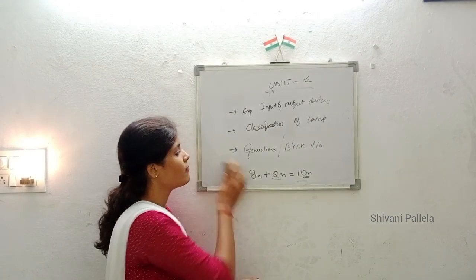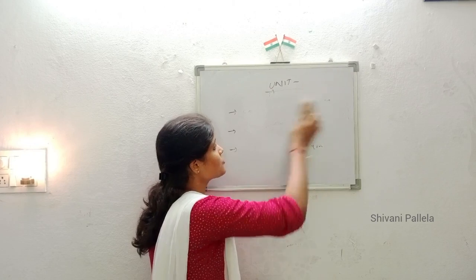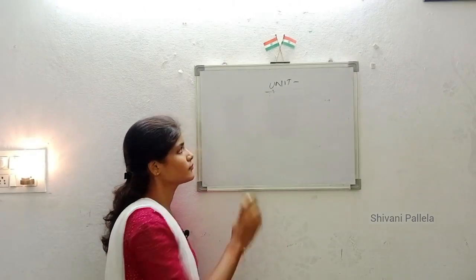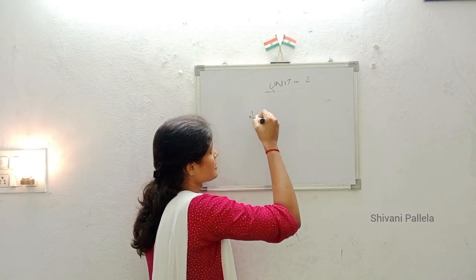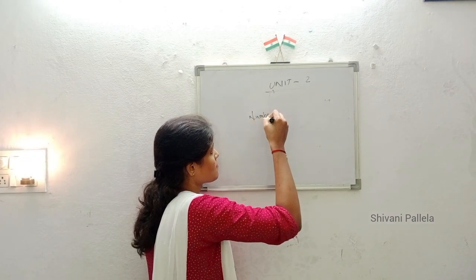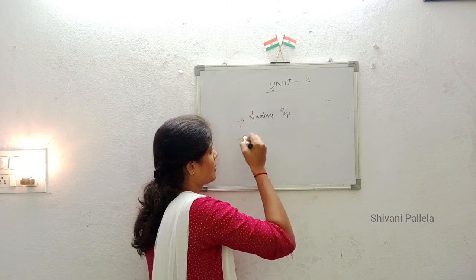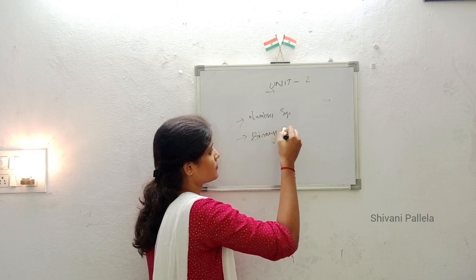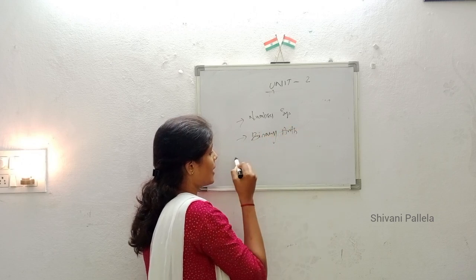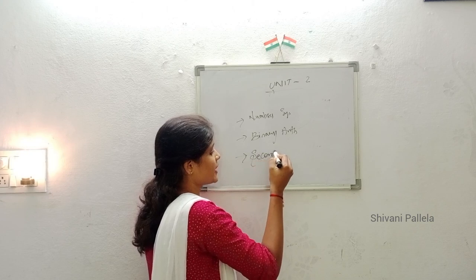Okay, so now we will discuss unit number 2. In unit number 2, what are the things you need to learn? Number system, binary arithmetic, and the third one is secondary storage of data.